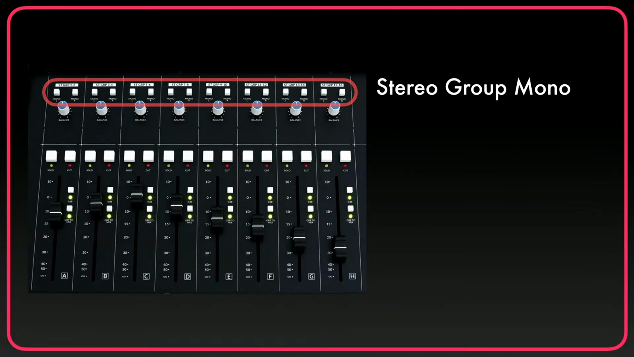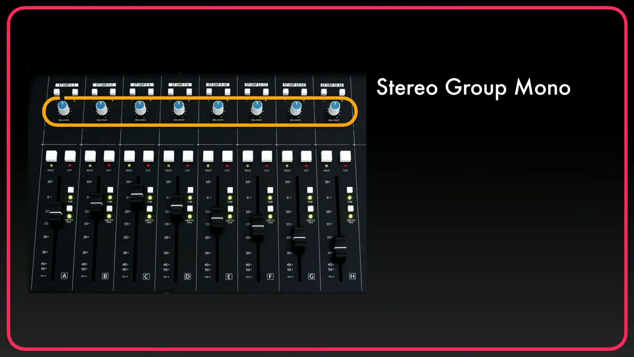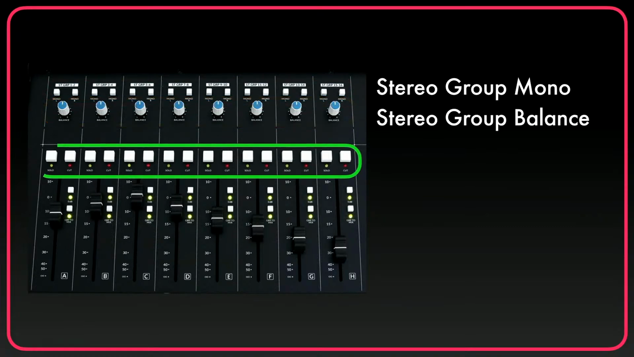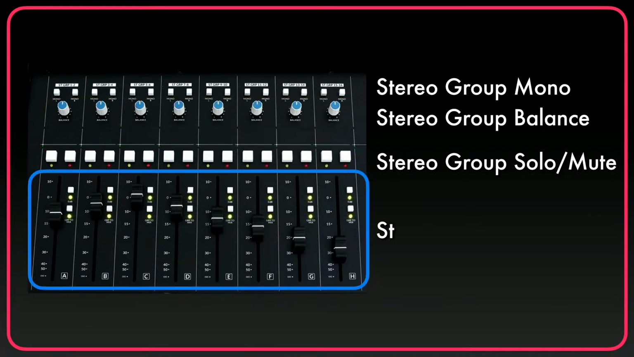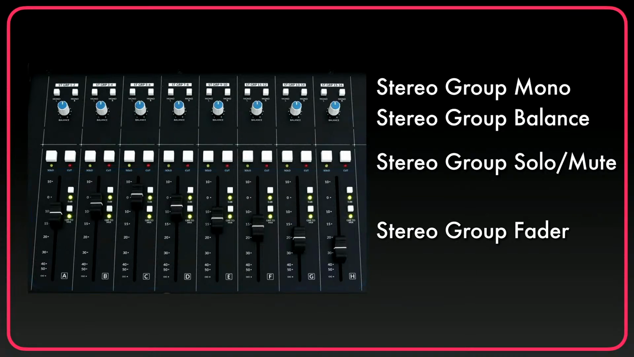Pretty straightforward. You can mono certain groups. These come in as stereo, so you can do a balance of the groups rather than a pan. Then you've got your solos and mutes, and then the actual faders themselves. This is generally where your actual mix is going to be made for 2-channel. For this particular desk, it's a 2-channel desk. So we'll move on from the console.